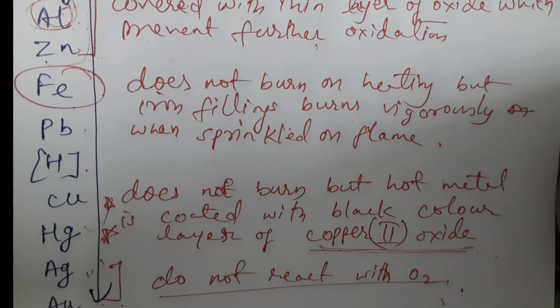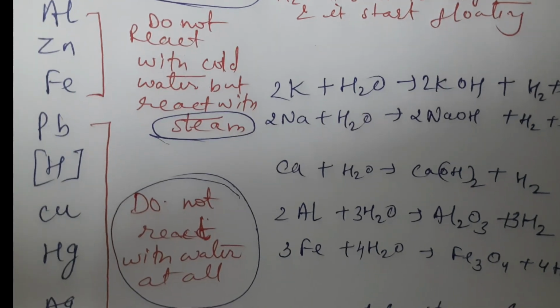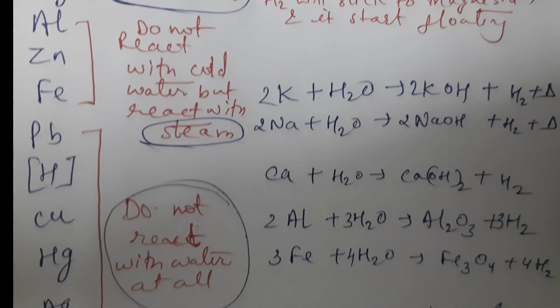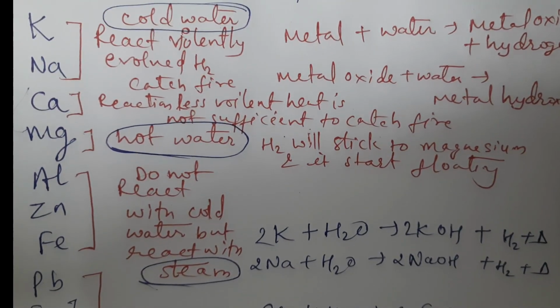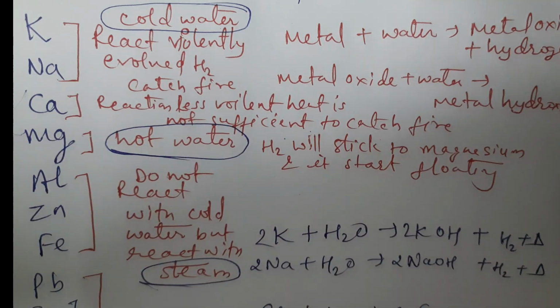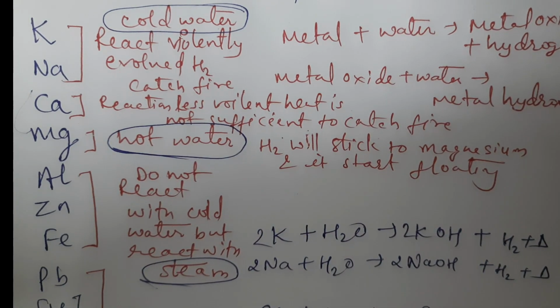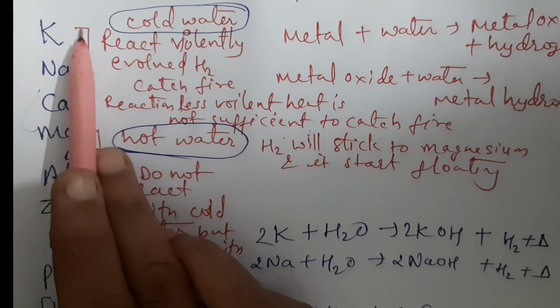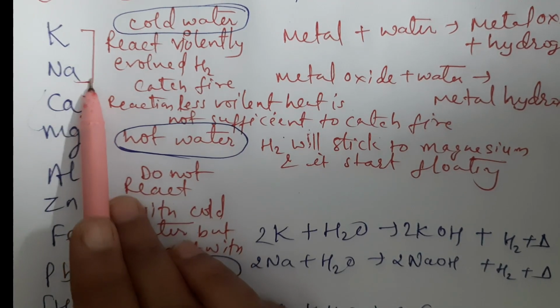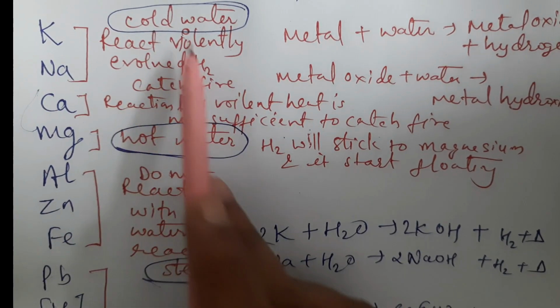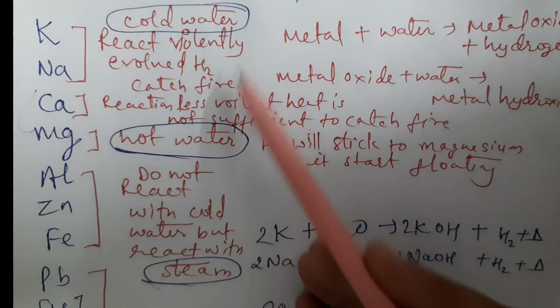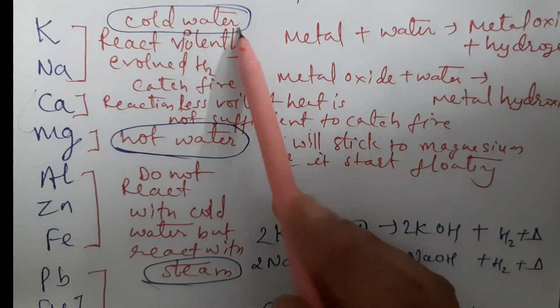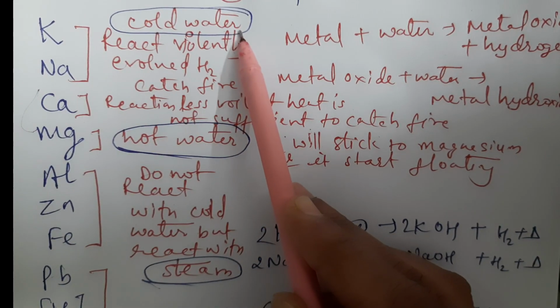Now let us start with the activity of metals with water. For this also we need to remember the activity series. So always have the habit of writing the activity series on the side so that you can write the properties and learn them easily. Now highly reactive metals, potassium and sodium, react vigorously with cold water. Here they react in three different steps. Highly reactive metals react with cold water.